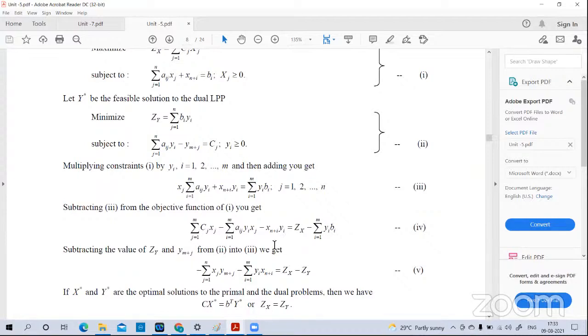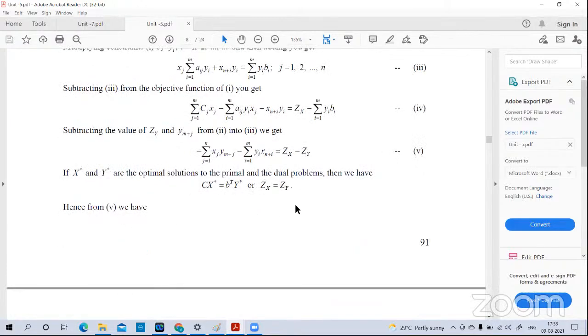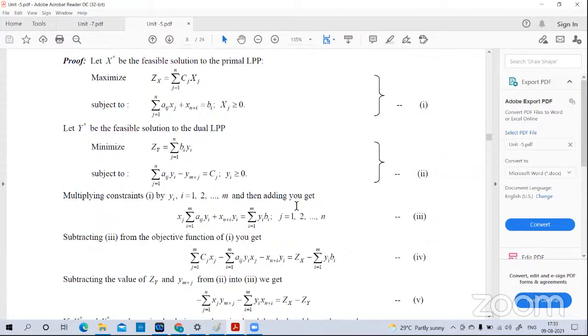Then for equation number 4, both will be subtracted. We take both of them. We can get the minus summation xj into ym plus 1 minus summation yi xn plus j equal to zx minus xj. So that it is the optimal solution. Both cases are the same, zx equal to xy. So this is an important theorem for that.